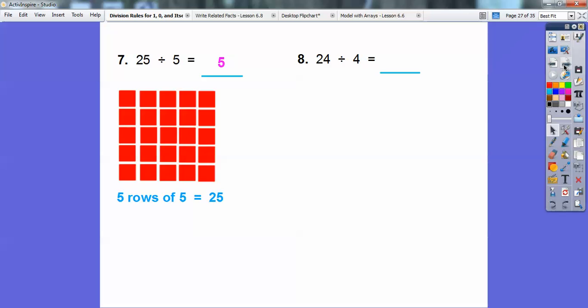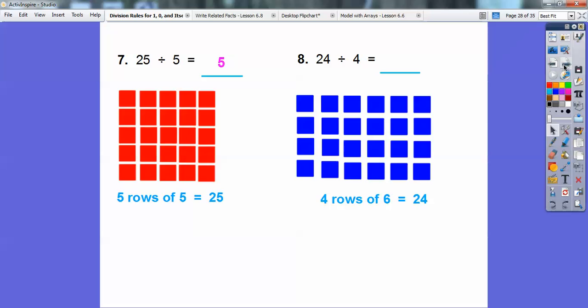Let's do that with this one. 24 divided by 4. Okay, if we made rows of 4, here's one row of 4, here's another row of 4. So if we just kept making these rows of 4, how many rows would give us 24? With 24 counters right there, there were 6 rows, 6 rows of 4. So 24 divided by 4 equals 6. Do you remember doing those?